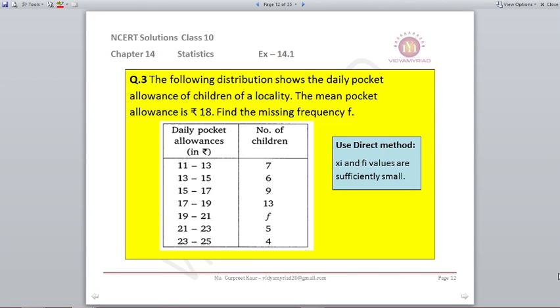Next, the following distribution shows the daily pocket allowance of the children in a locality. The mean pocket allowance is rupees 18. Find the missing frequency f. Now here let us look at the class interval. It is coming as 11 to 13. So what will be your xi? Xi will be 12, 14, 16, like that. The number of children are also small values. So since xi and fi values are sufficiently small, we will be using the direct method.